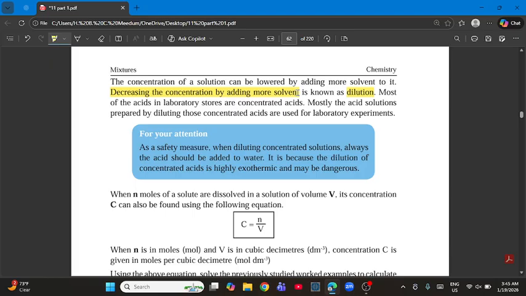It is because the dilution of concentrated acids is highly exothermic and may be dangerous.